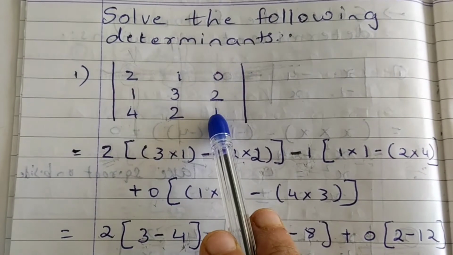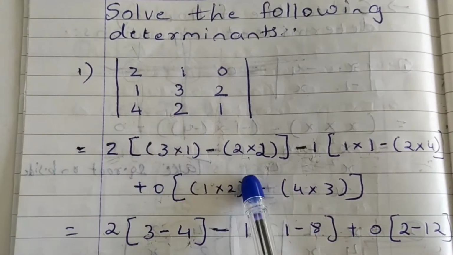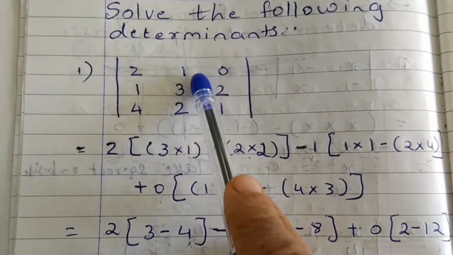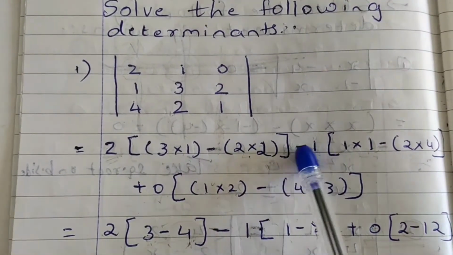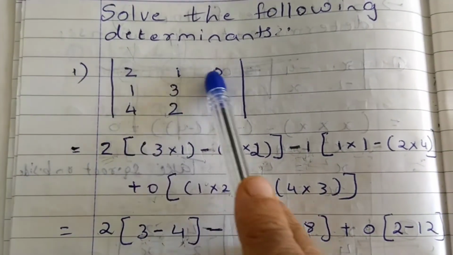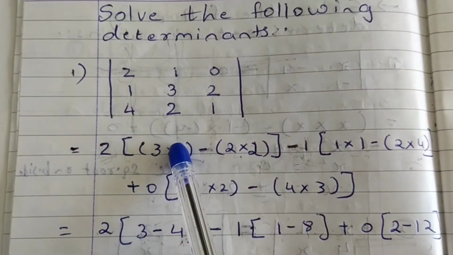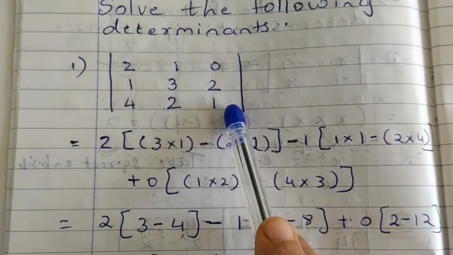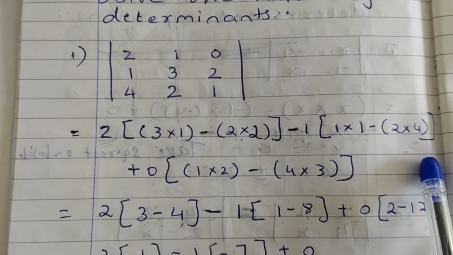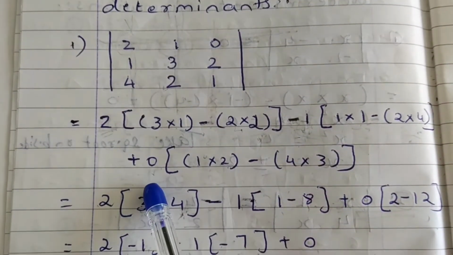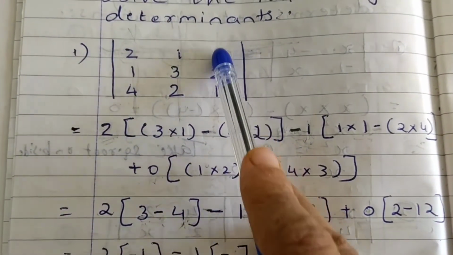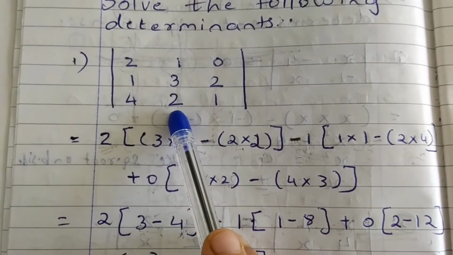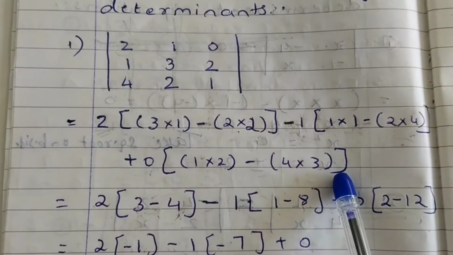So we will cross multiply: 3 ones are 3 minus 2 twos are 4. Middle term we always take with a minus sign, so minus 1. 1 comes in the first row and the second column. So you are left with 1, 2, 4, 1. So it is 1 ones are 1 minus 4 twos are 8. Now the last element, that is 0. 0 comes in first row and third column. So you are left with 1 twos are 2 minus 4 threes are 12.